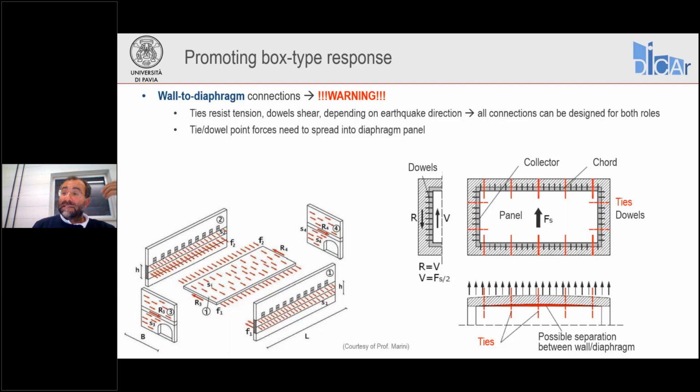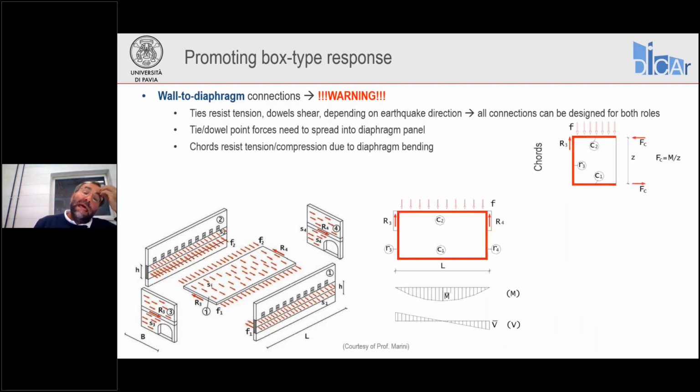Another consideration is that these tie and dowel forces are point forces, but they need to be distributed, they need to be introduced within the diaphragm as distributed loads. And this must be done close to the connection with the walls. Then, if we engage the diaphragm, we need to make sure that this diaphragm is strong enough to resist forces arising from its response, which is going to be like the one of a simply supported beam.